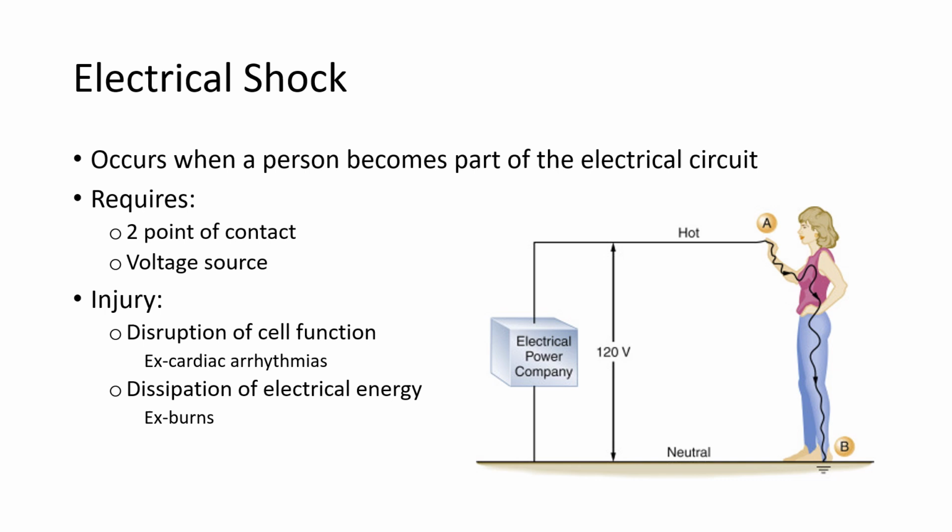Electrical shock can cause injury in two different ways. One, it can directly disrupt cellular function by disrupting cell membranes. For example, electricity interfering with cardiac myocytes' electrical signaling could cause a cardiac arrhythmia. Secondly, it can cause injury from the dissipation of the electrical energy, which is turned into heat, which can then cause burns.